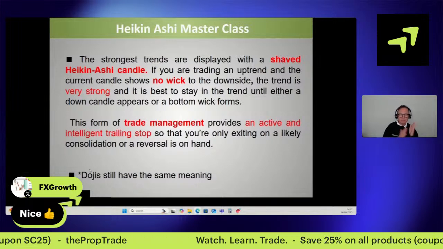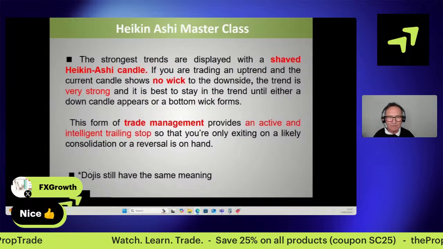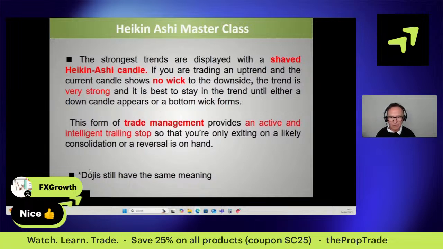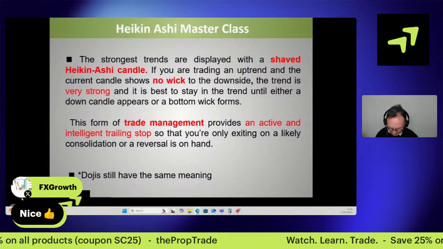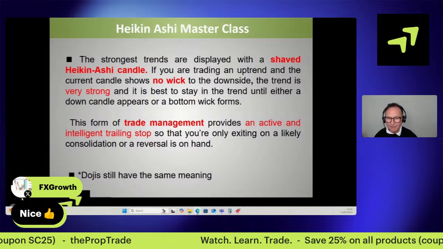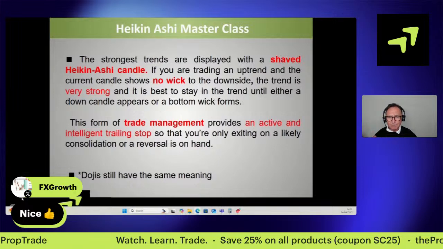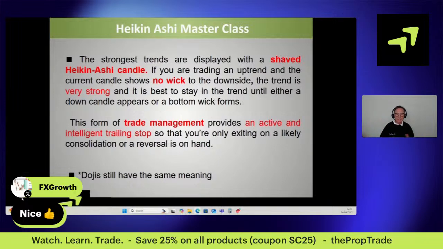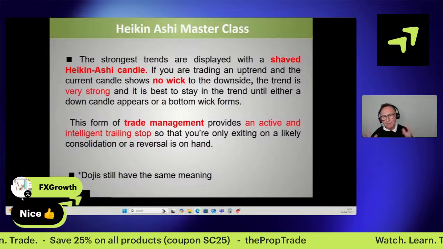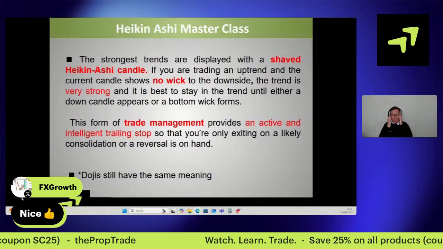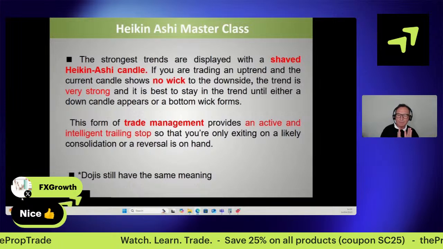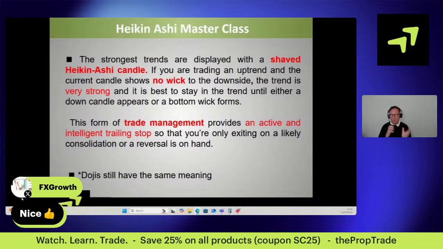So the strongest trends are shaved candles, either north, upside or downside. Dojis have the same meaning as in standard candlestick interpretation. Also, everything you might have learned about normal candlestick patterns is still applicable with Heikin Ashi candles. However, you have to bear in mind that the maths is different. We're looking at averaging candles.